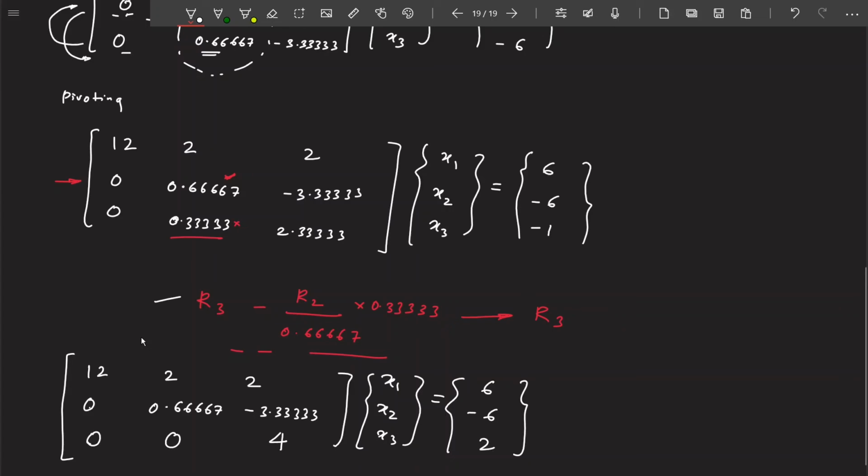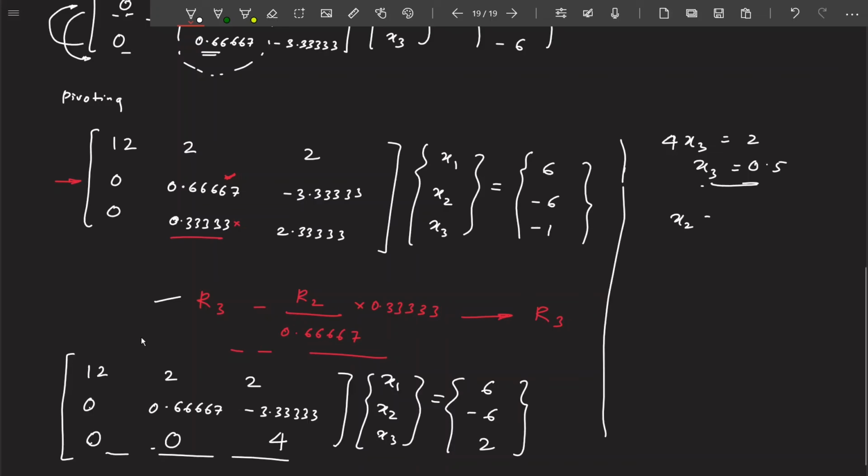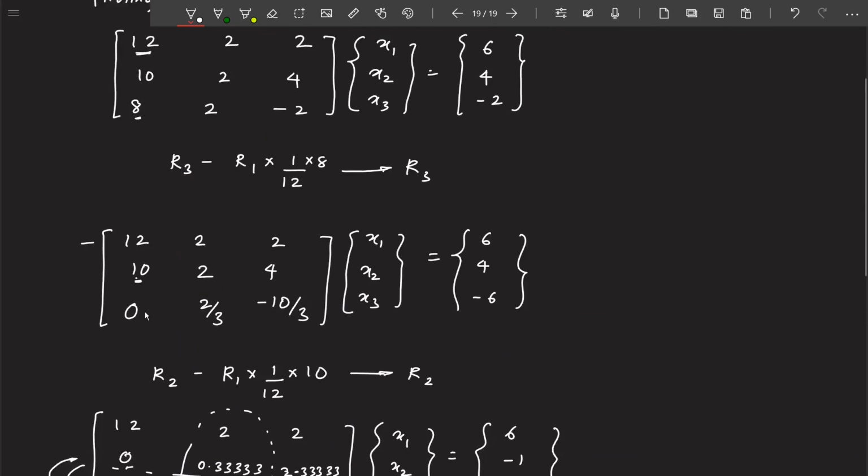So once you have made this 0 and this 0, let's use back substitution. You are going to multiply this with this. So 4 times x3 is equal to 2. So x3 comes out to be 0.5. And if you similarly do this, you'll find the value of x2 is minus 6.5, and the value of x1 is 1.5. So this is known as your partial pivoting.